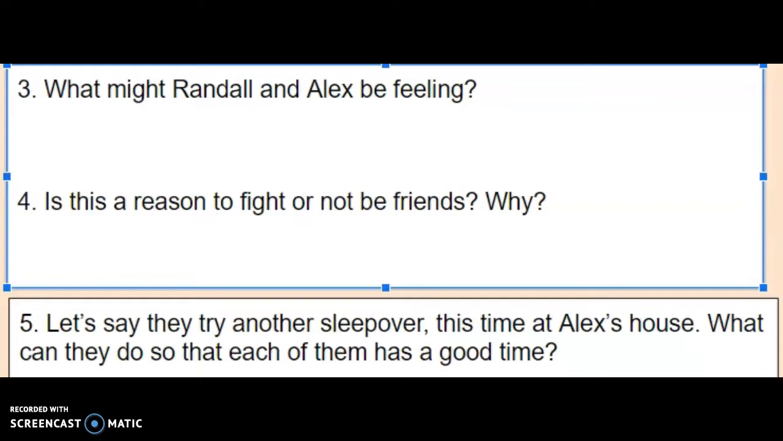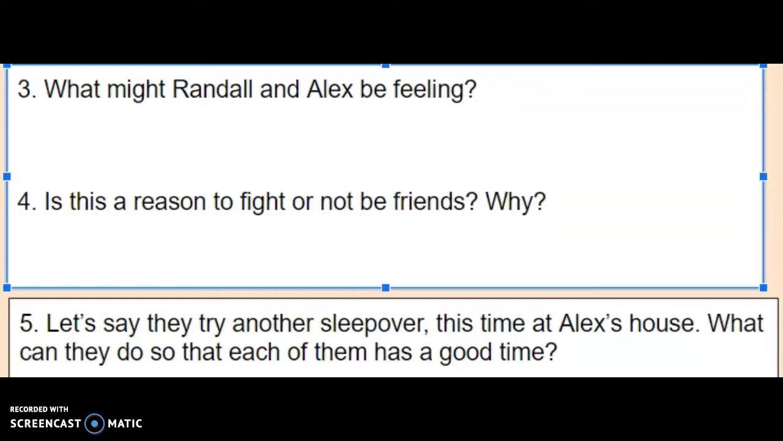Now, to avoid a big disagreement and stay friends, Alex and Randall need to respect each other's point of view. They need to understand that each person has the right to feel the way they do. If Alex and Randall try to see each other's point of view or walk in each other's shoes, as in the song Walk, Walk, Walk, what do you think it would do for their friendship? Yeah, it will make it better.